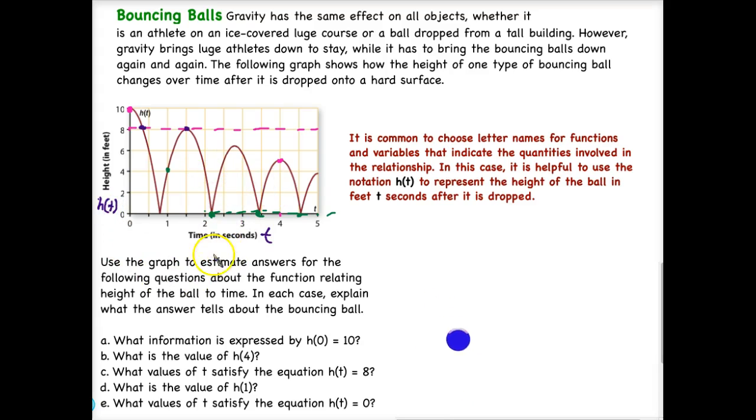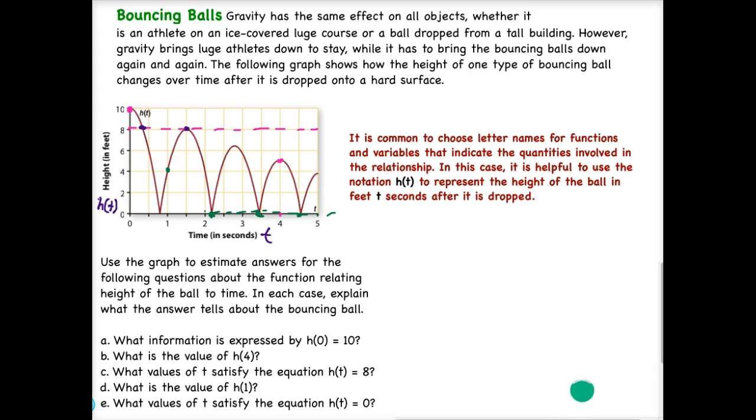Let's use this graph to estimate answers for these questions. Go ahead and pause the video once more, see if you can answer these questions, and then come back and let's do them together. For the first one, what information is expressed by h of 0 equals 10? Well, in order to answer that question, we need to know where this is. When x is 0, h is 10. In other words, when our time is 0, our height is right up here at 10.